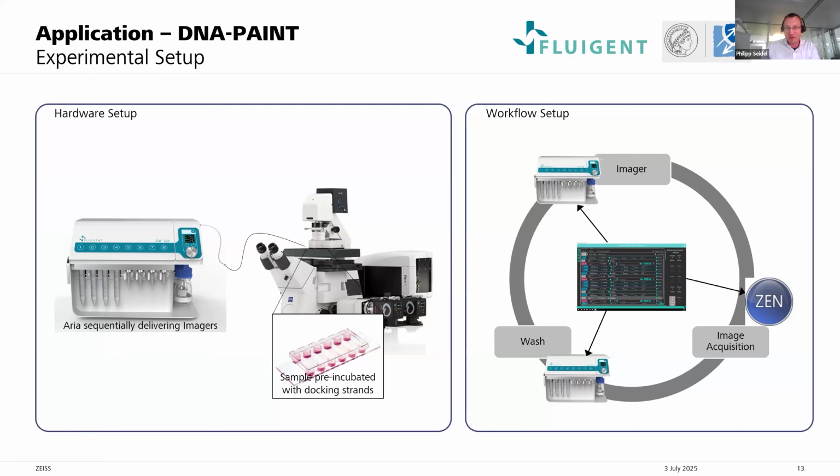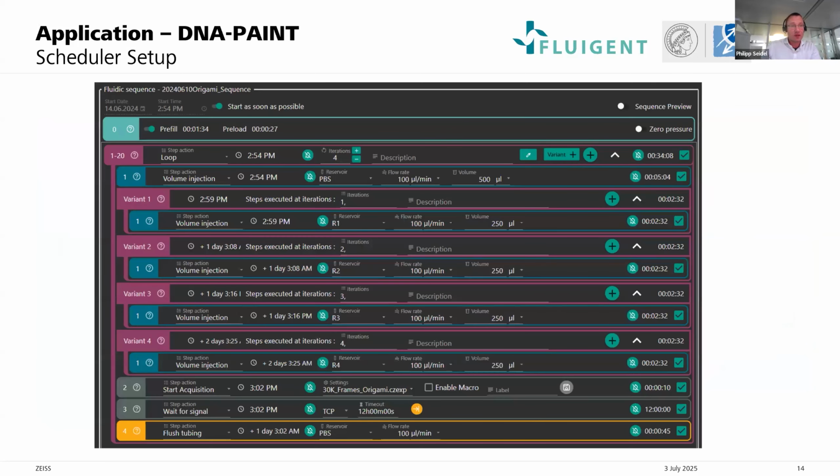This would be the workflow setup from the perspective of the software. The Aria software would control, in a cyclic process, the liquid delivery of the imager, then initiate the image acquisition, and once that is done, do the washing, and then the next step starts. We can have a look really fast at what such a workflow would look like, and the key features of the workflow from the perspective of the Aria software.